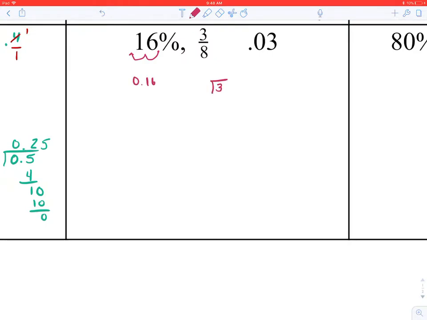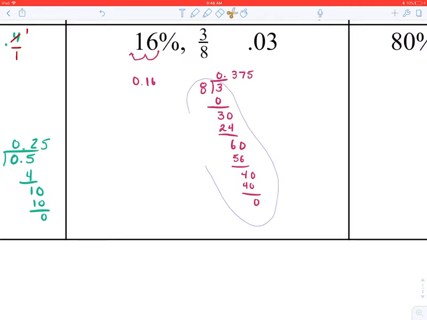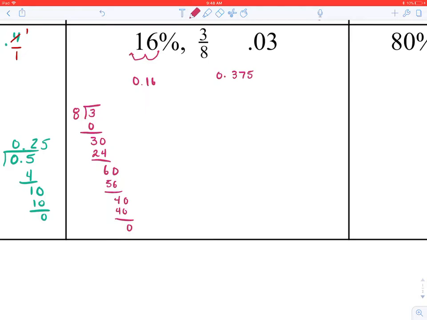3/8, we're going to have to divide 3 by 8, which goes in 0 times, remainder of 3, add a decimal, add a 0. 8 goes into 30 3 times, remainder of 6, add a 0. 8 goes into 60 7 times, remainder of 4, add another 0, and 8 goes into 40 5 times, with a remainder of 0. So now we've solved out our decimal is going to be 0 and 375 thousandths.